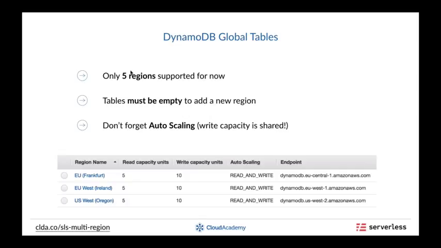Another gotcha is that in order to add a new region to your global table, all the tables must be empty. So this doesn't really make it easy to add new global tables to existing applications. For example, if you already have a serverless app that's using DynamoDB and you want to make it a global table, you really can't, at least not automatically, unless the table is empty. So there are workarounds about this. The community is talking. How do you do that?